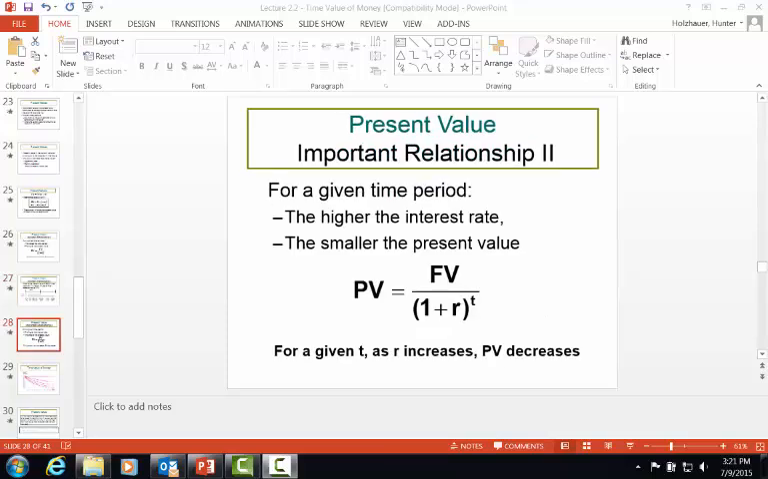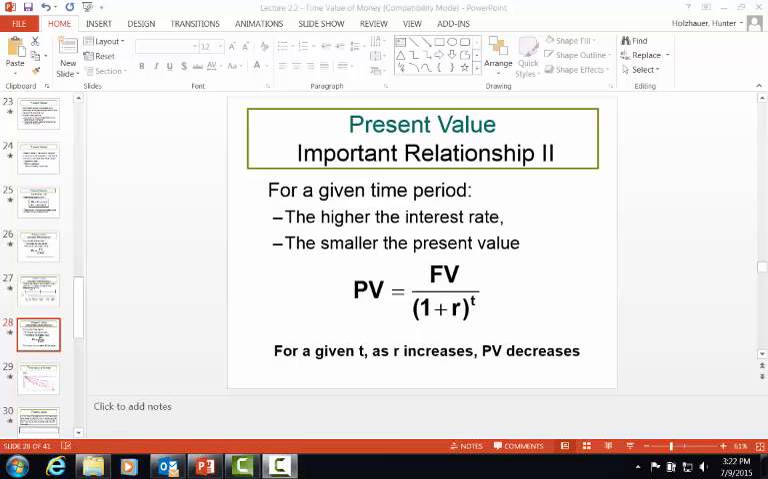Ross, let's move on to important relationship 2. Now the second important relationship is that for a given time period, the higher the interest rate, the smaller the present value. So this is also opposite for present value than it was with future value. In other words, as the interest rate increases, the present value is going to decrease. This makes a lot of sense because you're going to be discounting back at a higher rate. So the higher that discount rate, the faster the money discounts back to a smaller number over time.